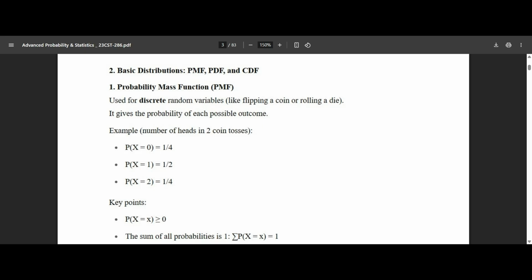पी एक्स इक्वल टू वन. अब हेड टेल और टेल हेड, इन दोनों केसेस में एक हेड है, सो विल गिव इट 2/4 और 1/2. एंड पी एक्स इक्वल टू टू, हेड हेड में दोनों ही हेड है, सो इट इज 1/4. नाउ व्हाट आर द की पॉइंट्स? The PMF is always greater than or equal to 0, that is it is never negative. So अगर आपका PMF किसी सम में नेगेटिव आया, समझ जाना आपका सम गलत हुआ है. And sum of all probabilities is 1, that is summation of p(x) over all x equal to 1. So इन तीनों की भी हम summation करें तो 1/4 plus 1/2 plus 1/4 equals to 1.